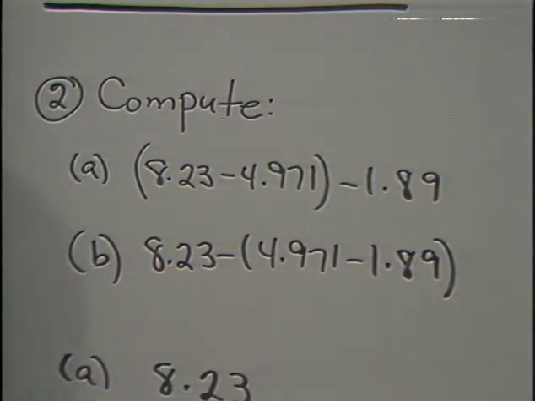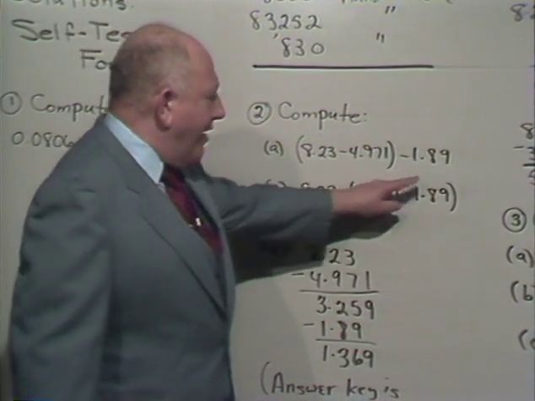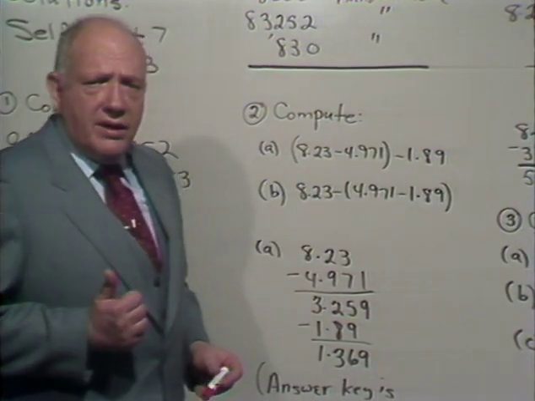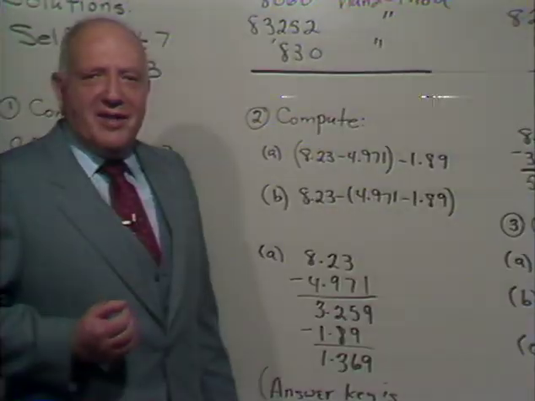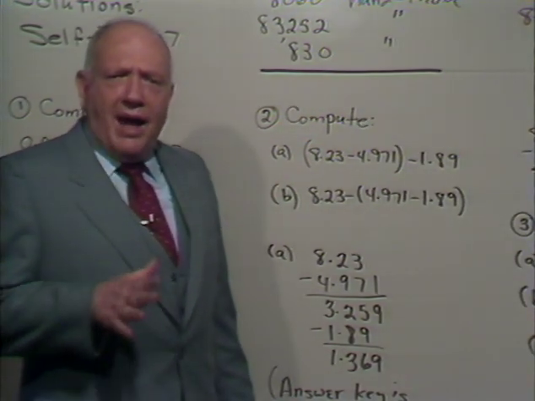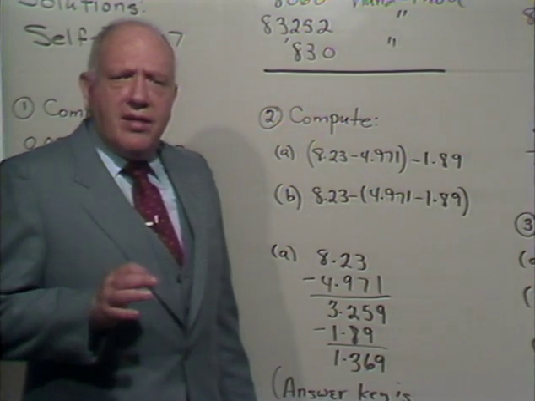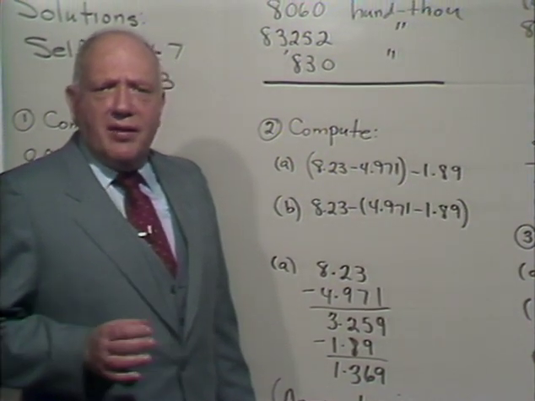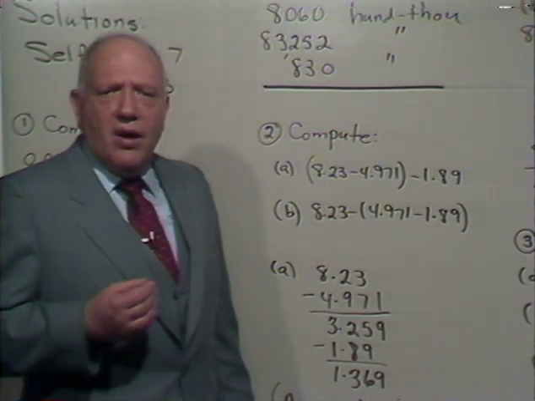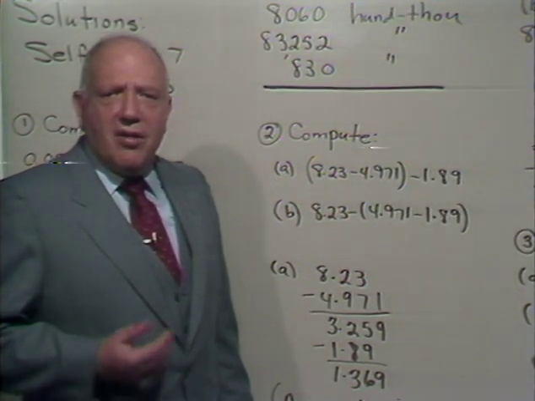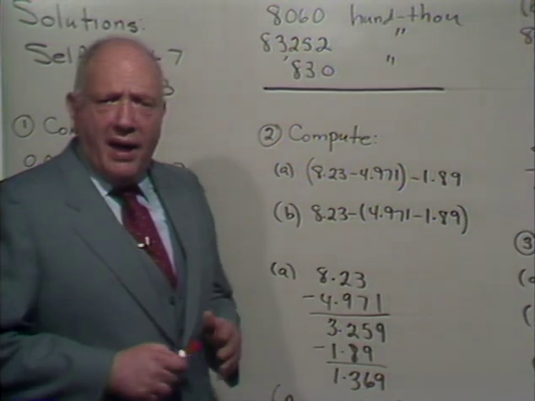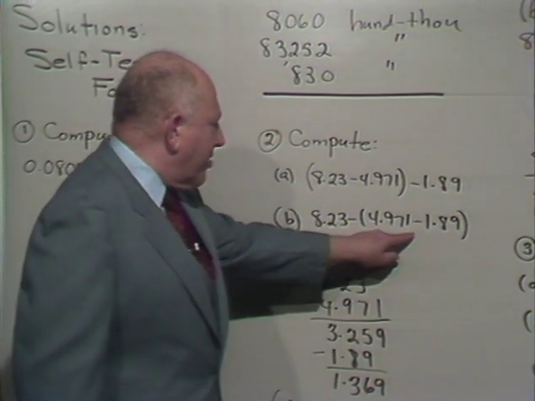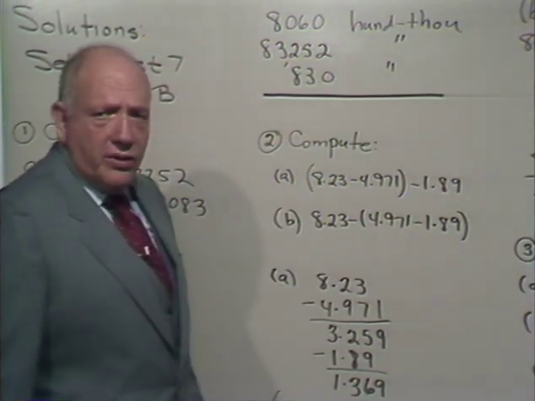And how do we know we do that first? Because when we have parentheses, what's the agreement? Everything inside the parentheses is done first. See, that came up a long time ago. But the point is that whatever is inside the parentheses is done first, regardless of whether we're dealing with whole numbers, common fractions, decimals, or mixed numbers. See, that part stays the same. Then whatever that answer is, we subtract that from 8.23.